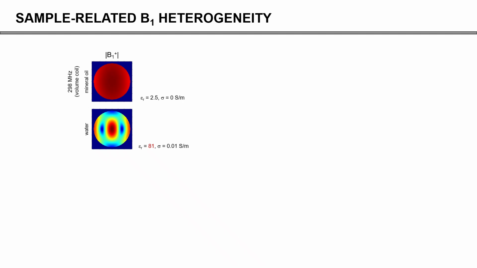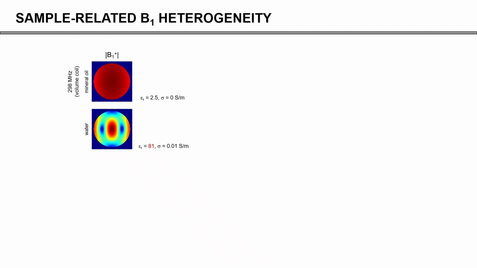If we would take that same phantom though, and we would switch the mineral oil to water, all of a sudden we would have a very heterogeneous B1 field distribution, even though the RF coil is exactly the same. We're still at the same field, we just change the phantom. And so this nicely demonstrates that B1 homogeneity is not just determined by the RF coil, it is also determined by the sample that you put in, and it is also determined by the magnetic field that you're working at.